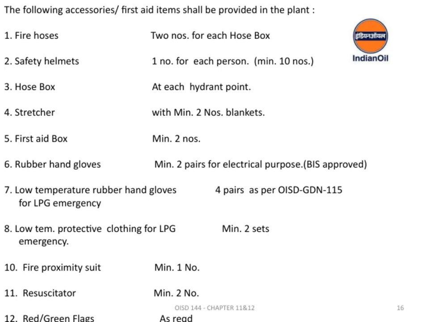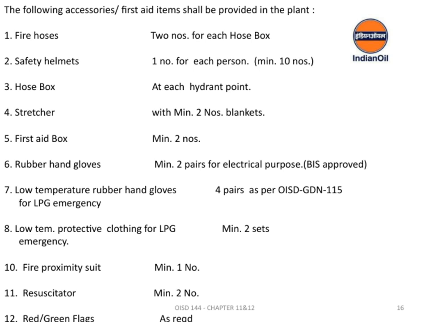On this slide, we're looking at the accessories and first aid items that must be provided within the plant, as per OISD 144, Chapters 11 and 12. First up, we have fire hoses. It's essential to have 2 hoses for each hose box to ensure quick access and adequate coverage during emergencies. Next, safety helmets are mandatory for all personnel. Each person should have one, with a minimum of 10 helmets available. This helps protect everyone from head injuries.